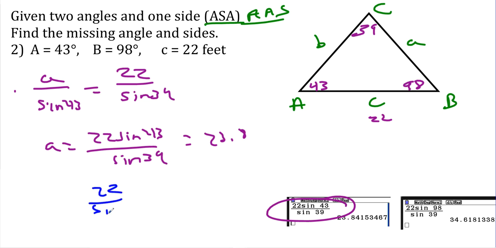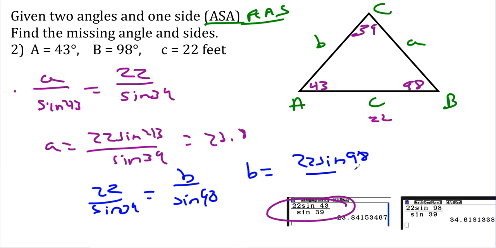22 over sine 39 is equal to B over sine of 98. Cross multiply, solve for B, and you have B is equal to 22 sine of 98 all over sine of 39. Toss that in the calculator like I did here, and you get 34.6. Okie dokie. So I think that is it. Do I have any more?